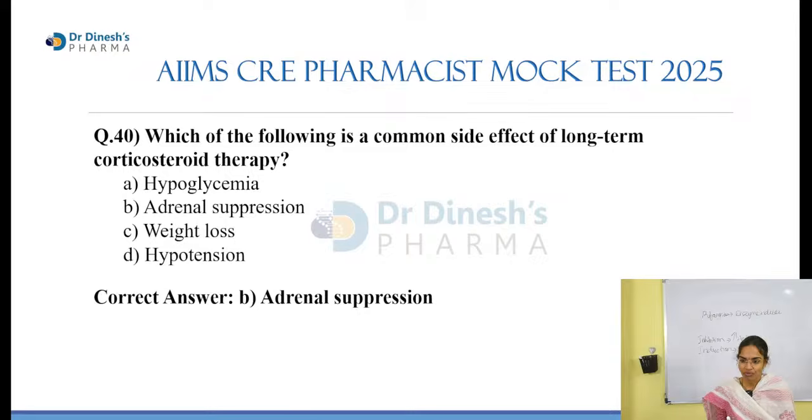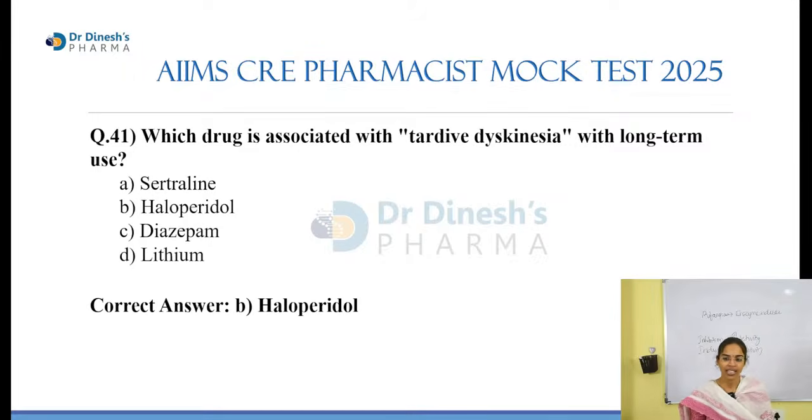Which drug is associated with tardive dyskinesia with long-term use? The drug that is associated with tardive dyskinesia with long-term use. Our options here are acetylcholine, haloperidol, diazepam, and lithium. What is the right answer?